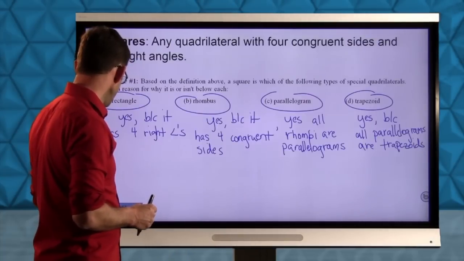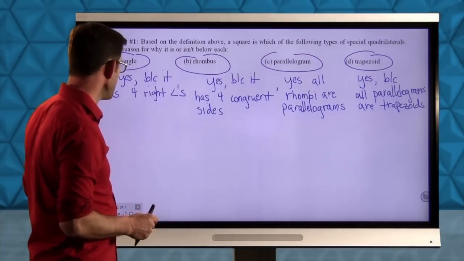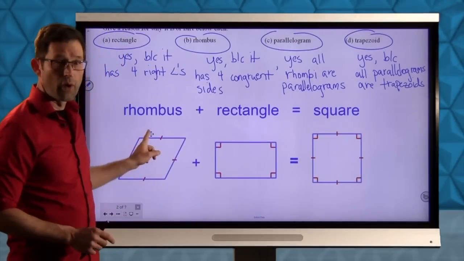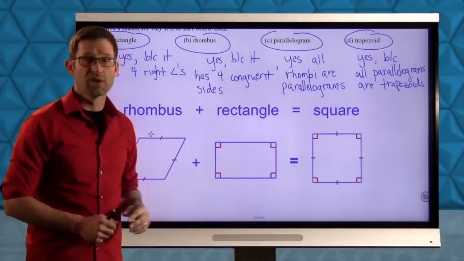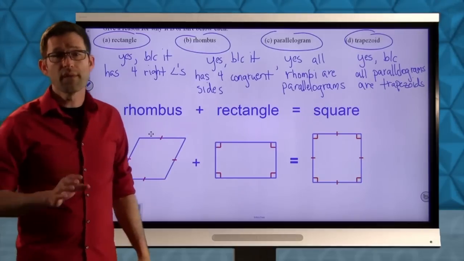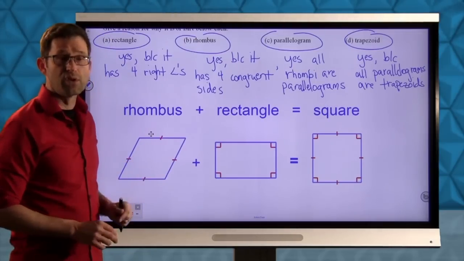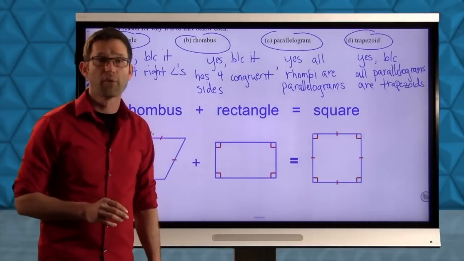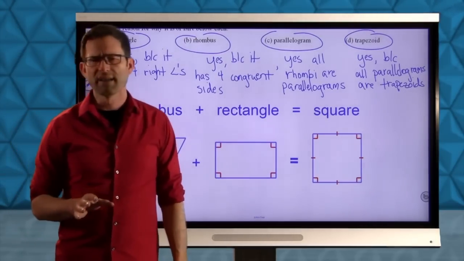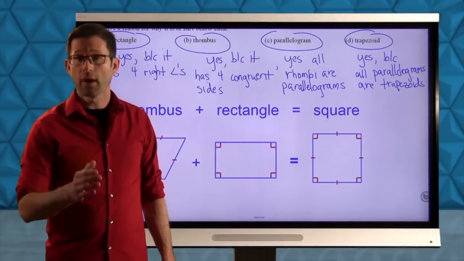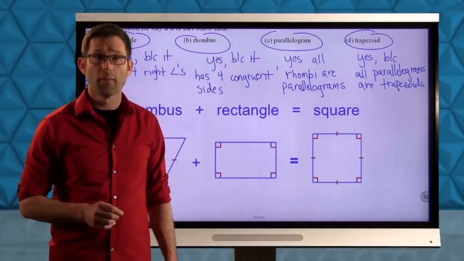Actually, let's go back to one last thing on the screen, because this is what it's all about. A rhombus plus a rectangle gets you a square. Now, the reason that's important is that rhombuses have a lot of properties, and we saw those in the last lesson. Properties like the diagonals bisecting the angles, the diagonals being perpendicular to each other. The square gets those properties as well because it's a rhombus.